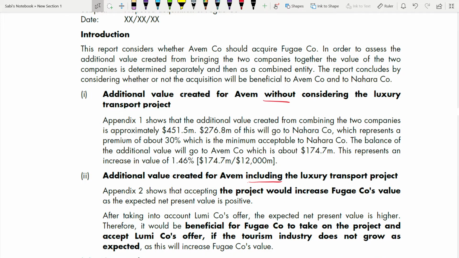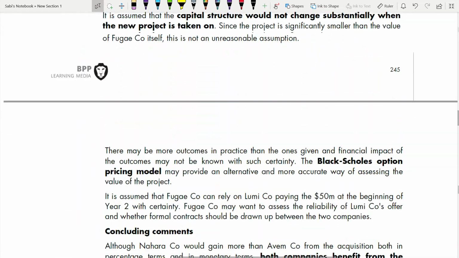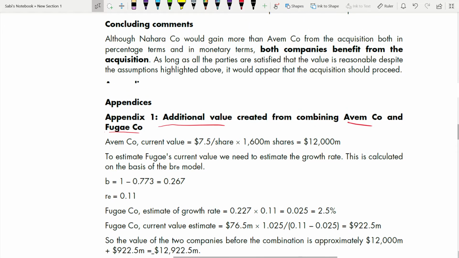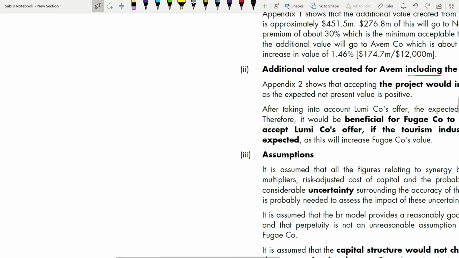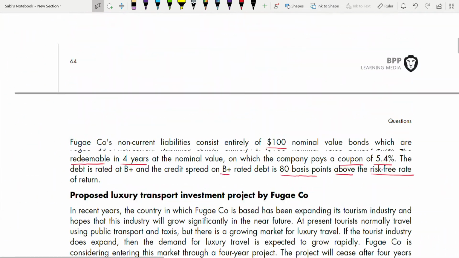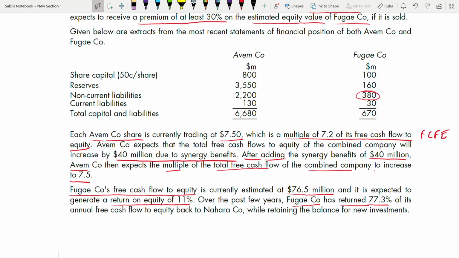So now you have to go to the appendix. First we are going to start with Avem. Avem is the one who's going to acquire. Okay, so Avem's current value is 7.5 into 1,600, which is 12,000. How 1,600? How 7.5? It is given there. If you see here, Avem is currently trading at 7.5, and here it is 800 cents per share. So it is 800 divided by 50, which is 1,600, and then each is 7.5. That's how you're getting 12,000.